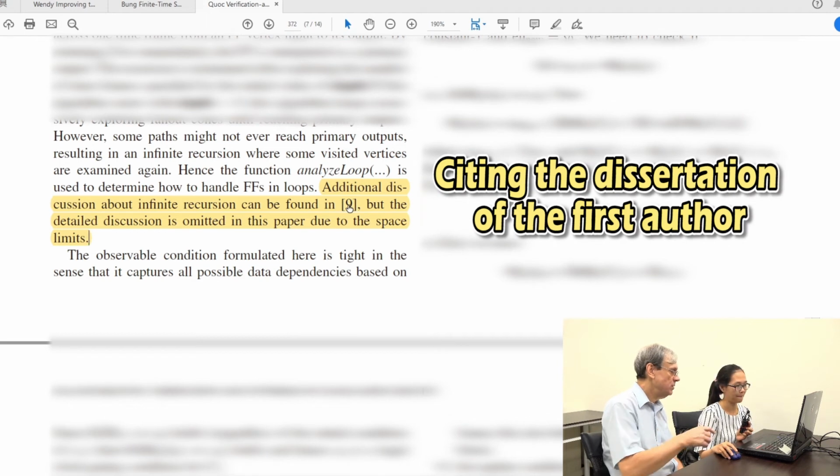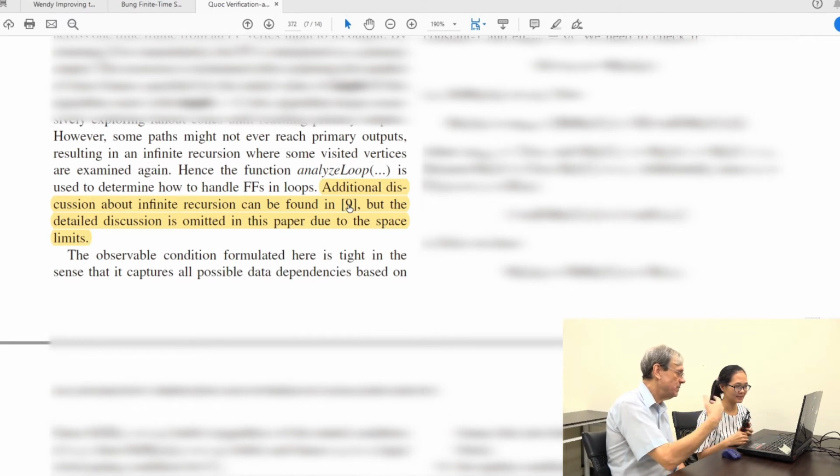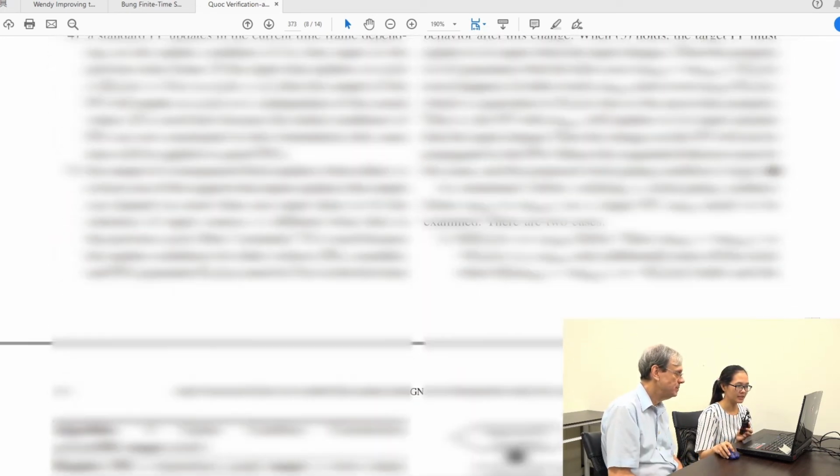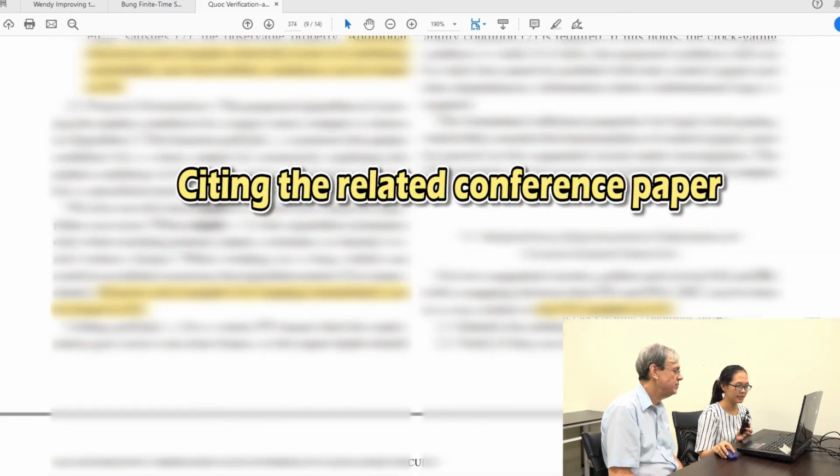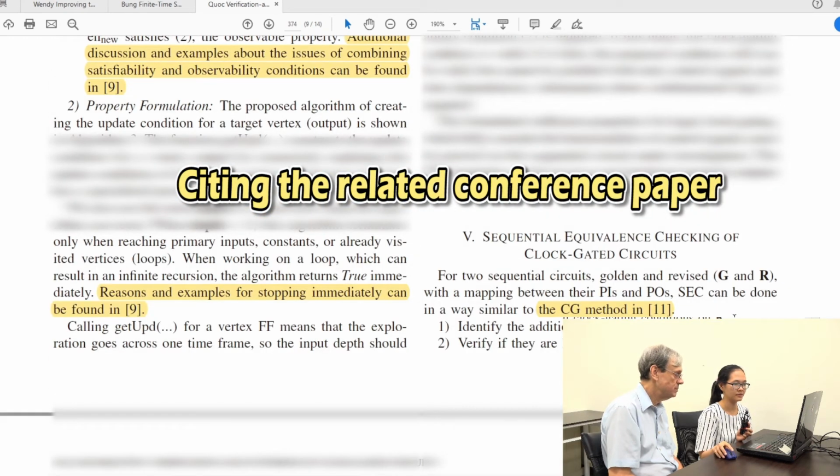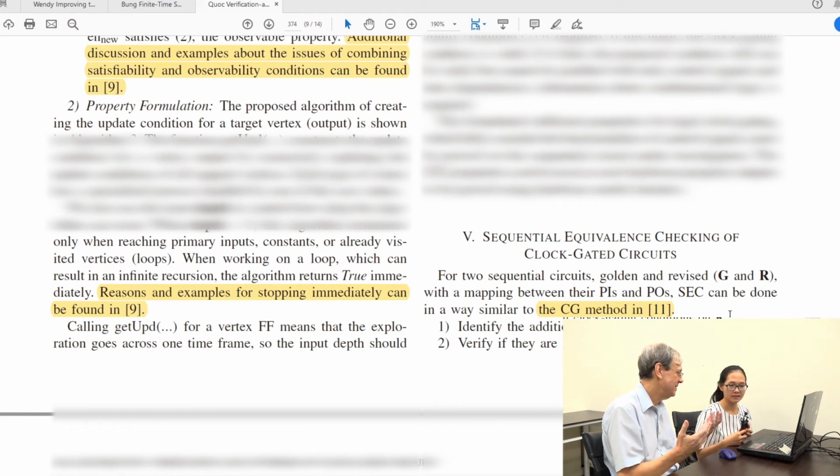Okay. Yeah, so this is the thesis of the first author. So it's basically the same work, or a continuation of the same work. So they're saying that the details of this can be found in the dissertation, but they don't list them there because of space. Yeah. Okay, and also they cite another of their conference papers. Here we can look at this. So here again in the research details, they have several citations, but it's to their own work. It's not to other work. So it's again a little bit different from the typical situation. Yes.